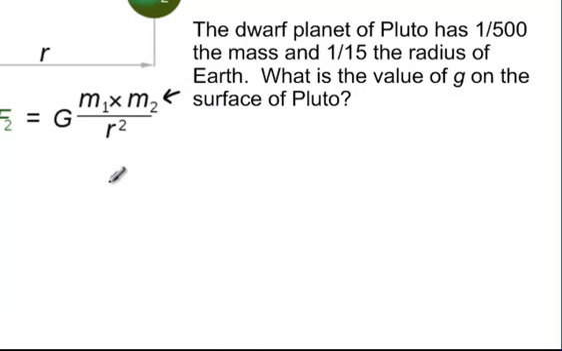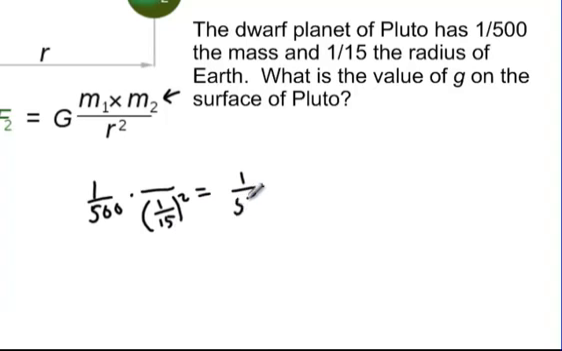And so my mass is 1/500th. That is on my numerator, okay? Whereas the 1/15th is on my denominator, because that's the radius. And we're putting in 1/15th. And what are we going to do to that value? We're going to square it, because the radius is going to be squared.